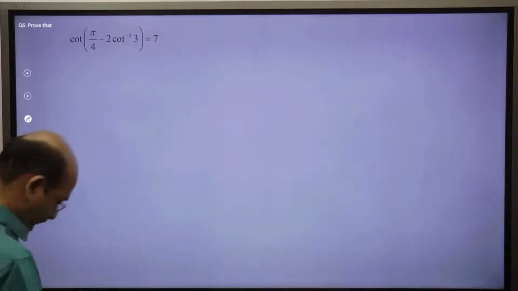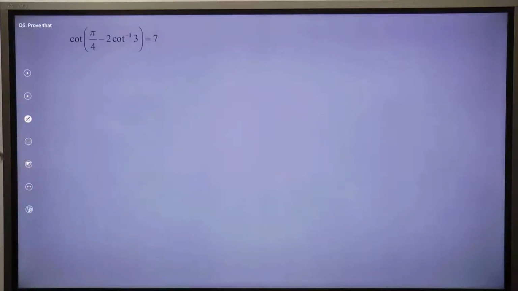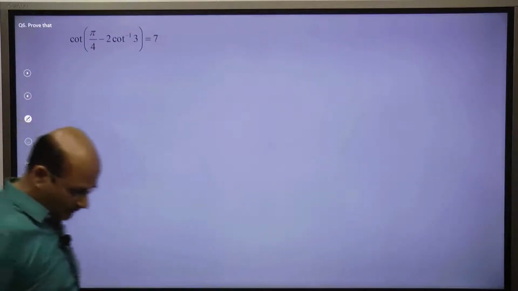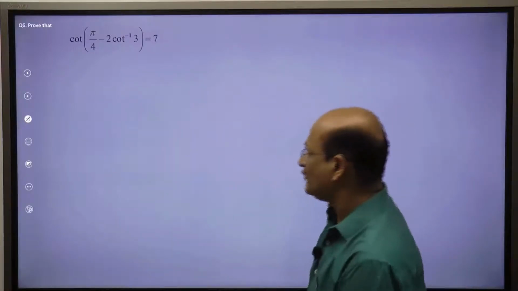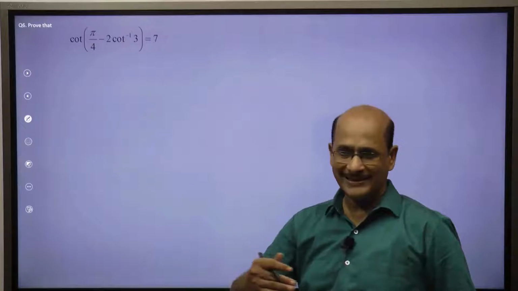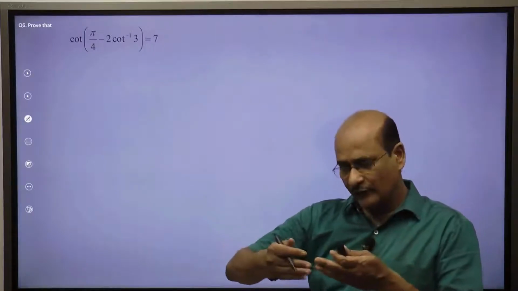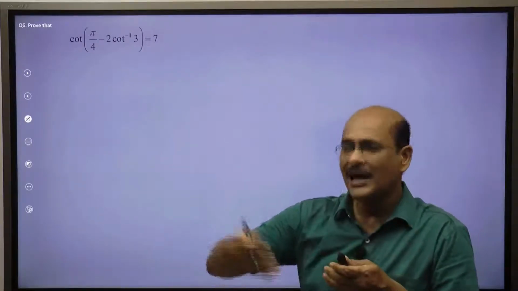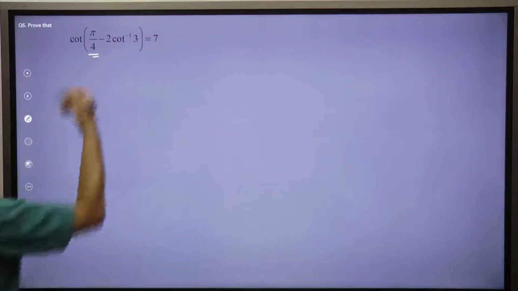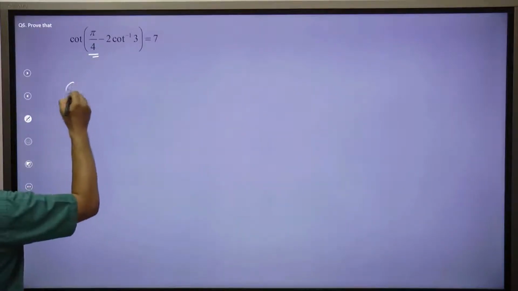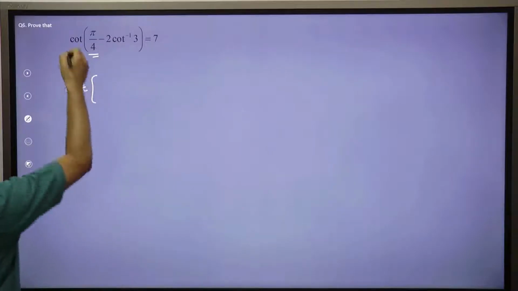Next question. This question is prove that. Again prove. Of course there is cot. Inside there is a problem. What is the problem inside? If you see carefully, it is pi by 4 minus 2 cot inverse 3. I have always seen a combination of inverse with inverse. I have not seen an angle and an inverse. So best would be this portion I can convert into tan. This I can keep as it is. I will see what to do with this later on.